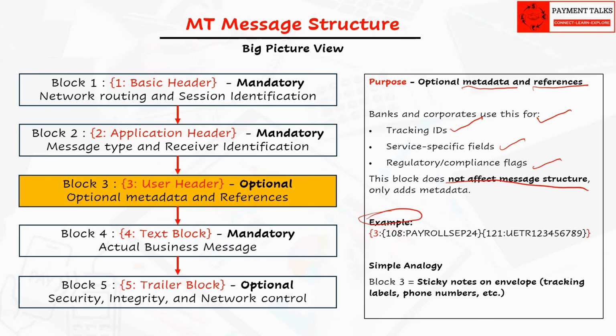Example can be seen here. Key characteristics are it's optional, bank or custom use, not core payment logic. In our parcel analogy, think of block 3 as sticky notes on the envelope, like tracking labels, phone numbers, etc.